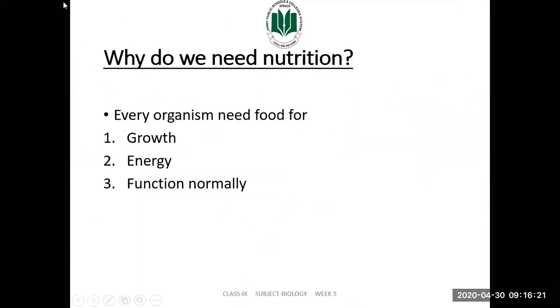Why do we need nutrition? Nutrition is a basic need of every living organism, whether it is plant or animal. Every organism needs food for growth, for energy, and to function normally. Growth means the body cells divide, and the organism grows from small to big, like in the case of animals and plants. The basic source of energy is food, in which carbohydrates, proteins, and lipids are included, and we also need nutrition in order to function properly.